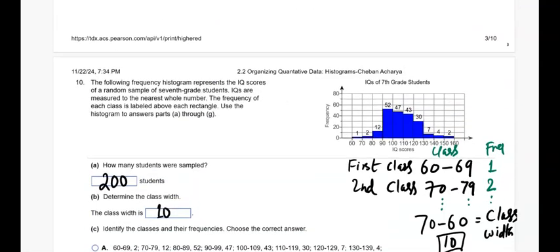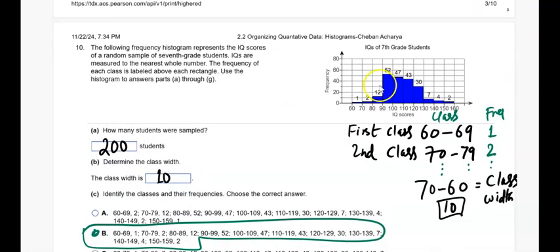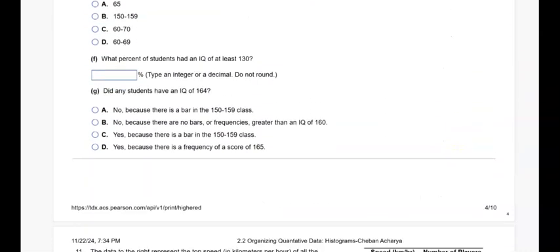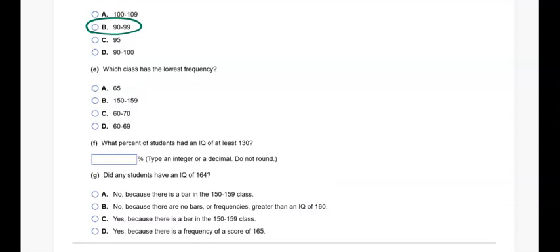So next question, which class has the lowest frequency? I think this is the lowest frequency one, the first class, which is 60 to 69. So the answer is 60 to 69, which is D.